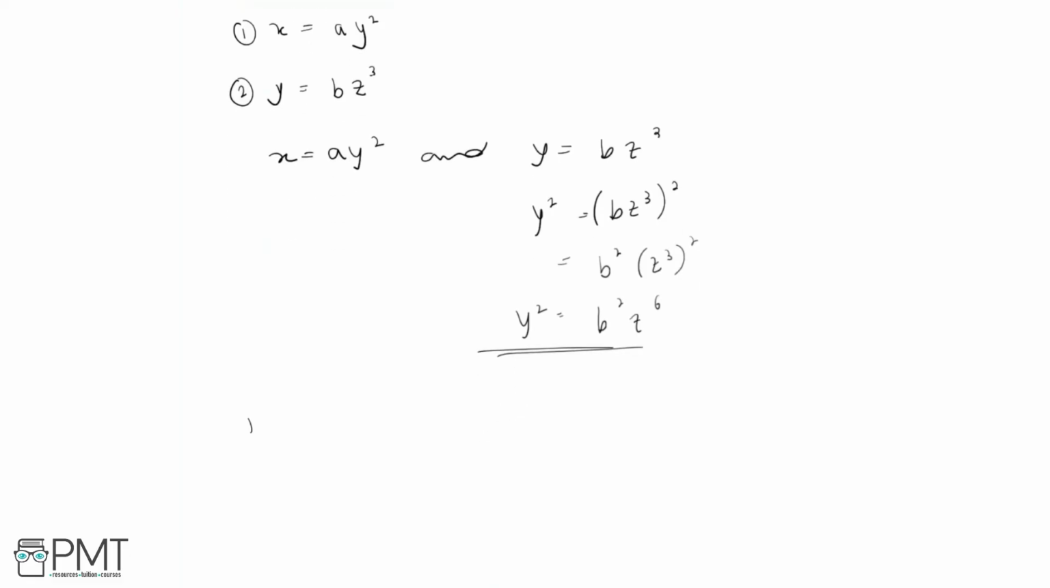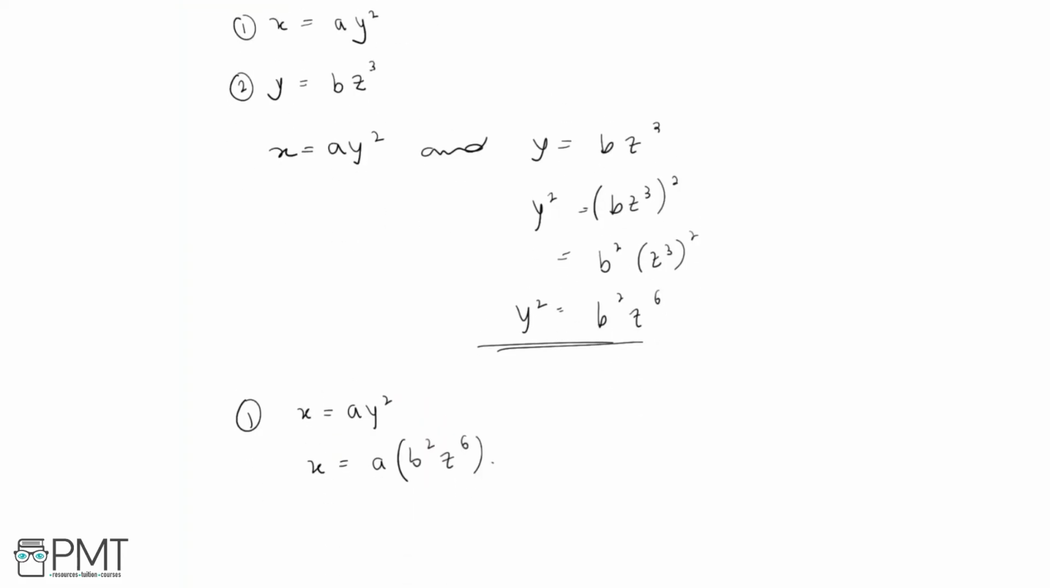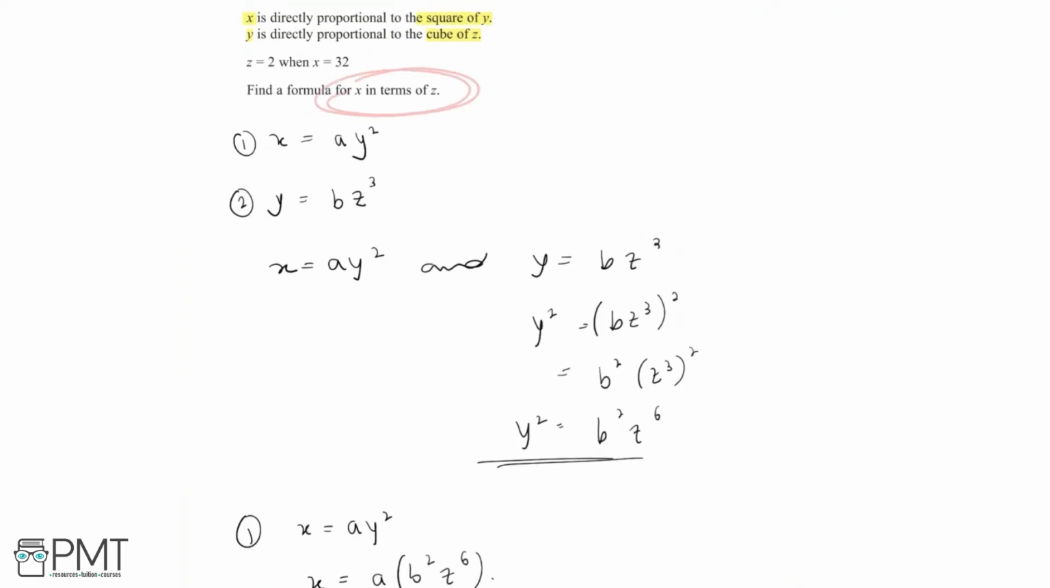We can now substitute this in to equation 1. If x is equal to a y squared, and y squared is equal to b squared z to the power of 6, we can say that x is equal to a b squared z to the power of 6. But now we still have these two unknowns, a and b, and we want to get rid of them, because we just want a formula for x in terms of z.